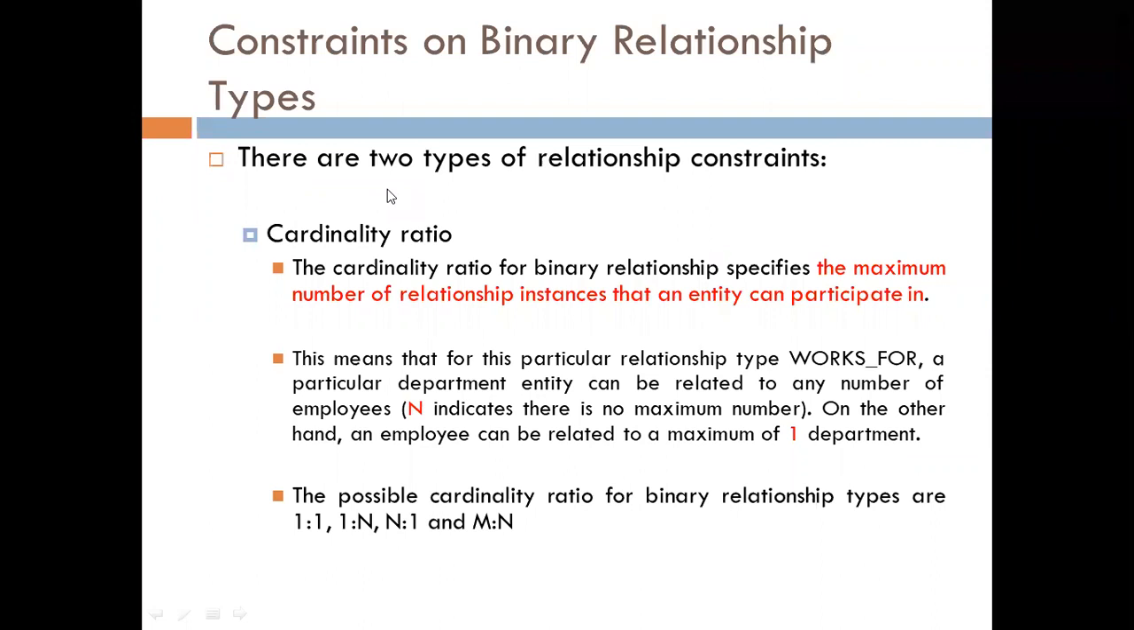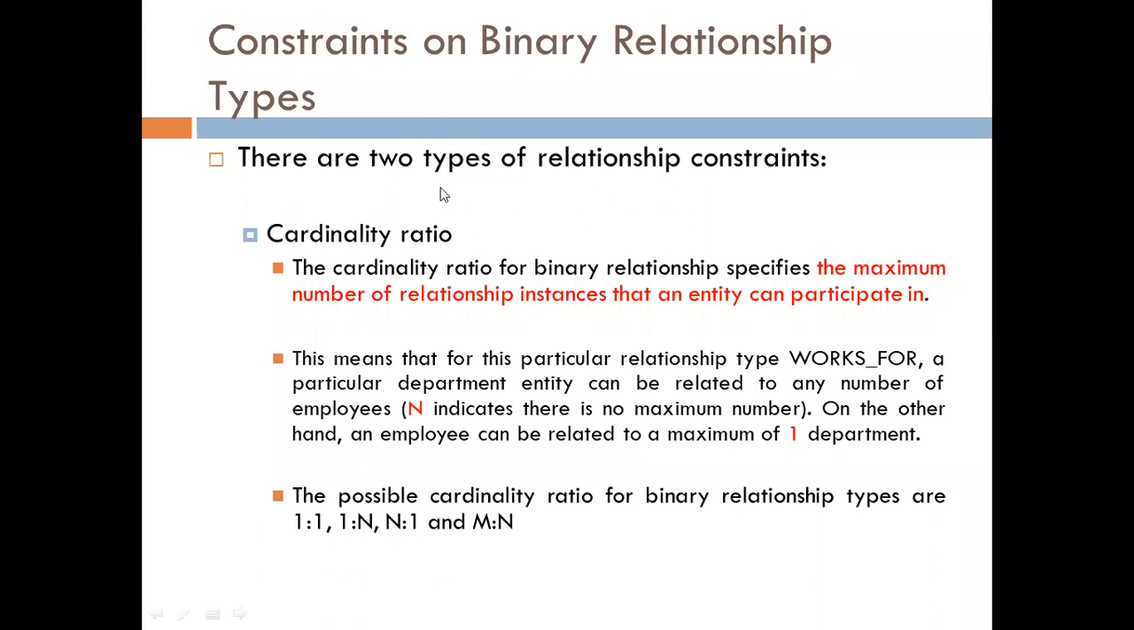Today's topic is constraint on binary relationship type. So what do you mean by constraint? Whenever you take a relationship, there will be some constraint. For example, if a company has a rule that each employee must work for exactly one department, then how do you describe it in an ER model? How do you represent this constraint in an ER model?